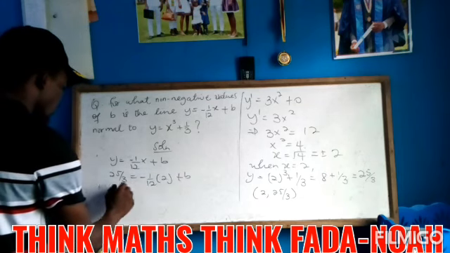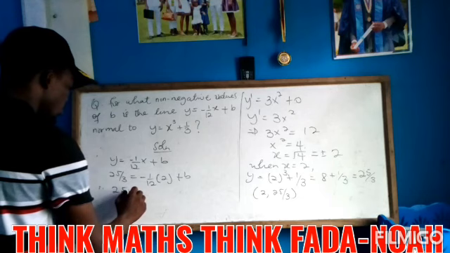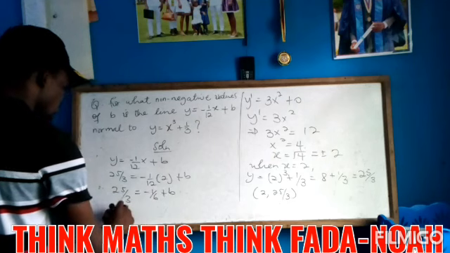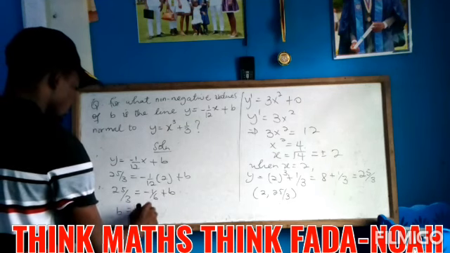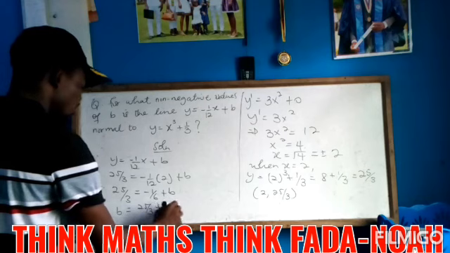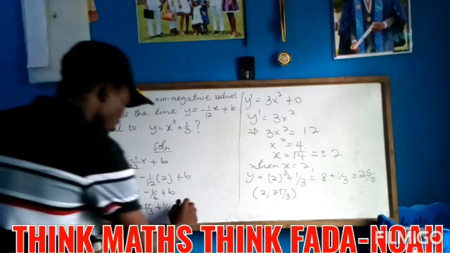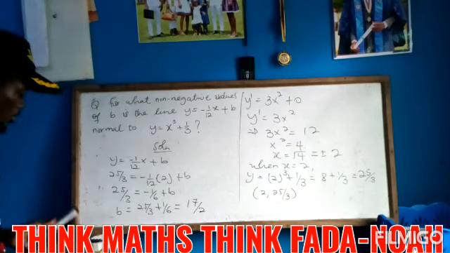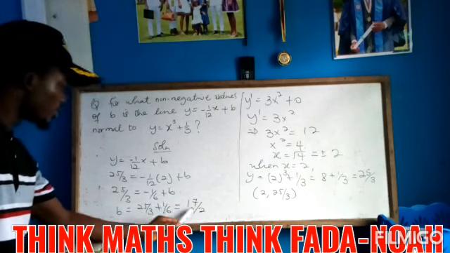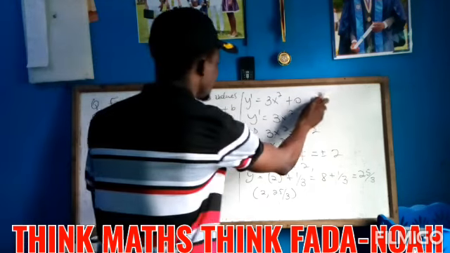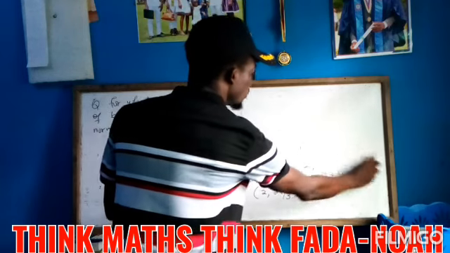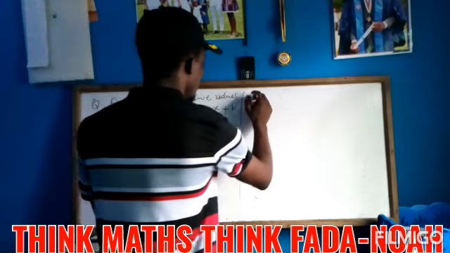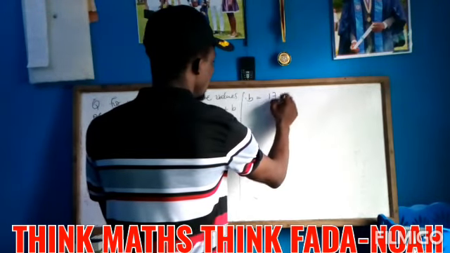So we are going to have 25 on 3 equal to minus 1 on 6 plus b. So our b is equal to 25 on 3 plus 1 over 6. And this will give us 17 on 2. Okay, so for this point, our b value is 17 over 2.